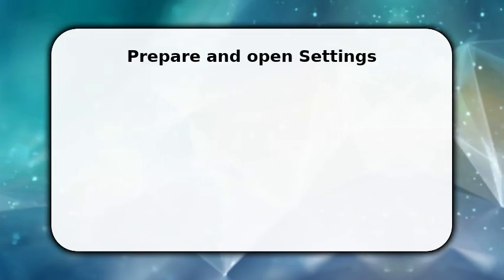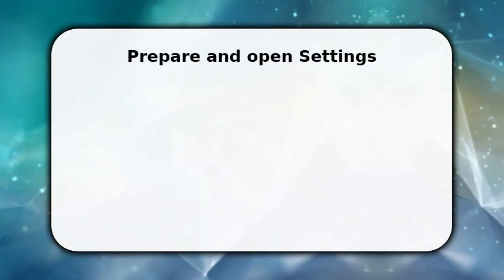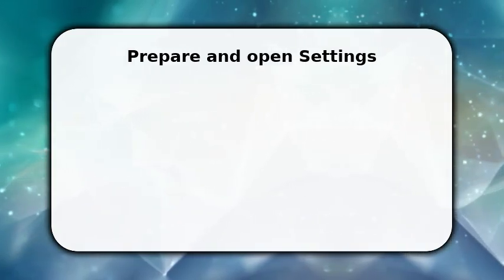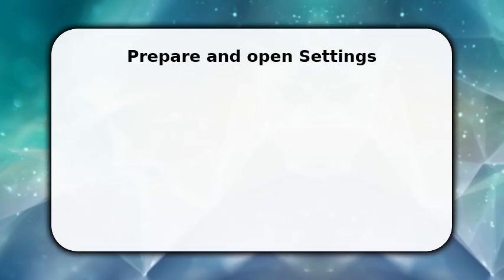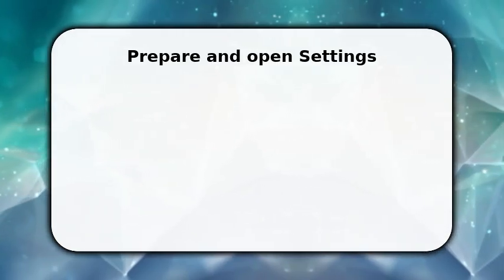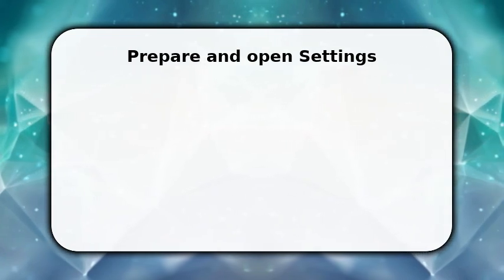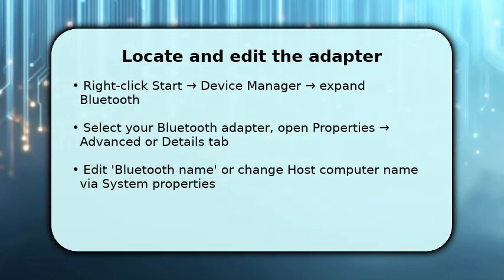Now open Start, go to Settings, choose Devices, then Bluetooth and other devices. This screen shows paired and available adapters. You're here to change the adapter or PC name. So next, we'll find the right control to edit the Bluetooth name. You need to target the adapter or the host name depending on Windows build.